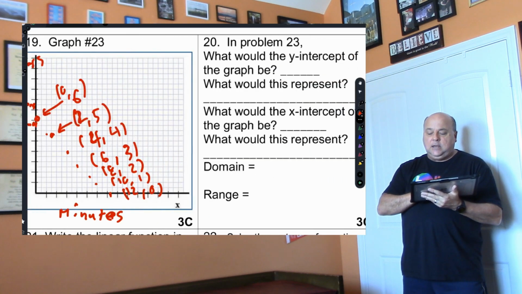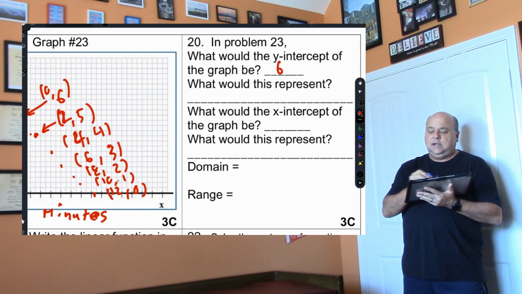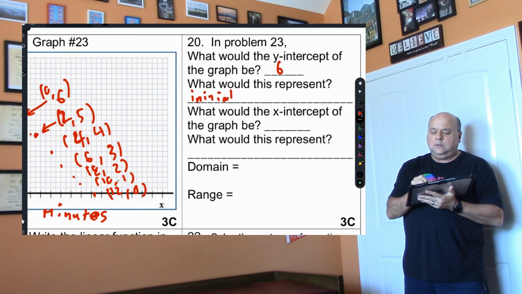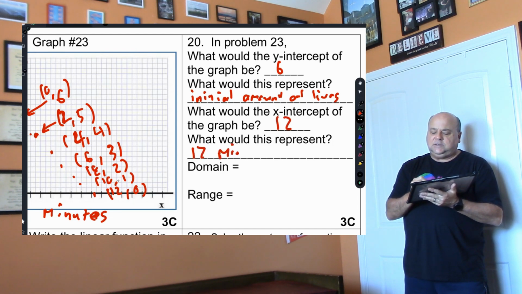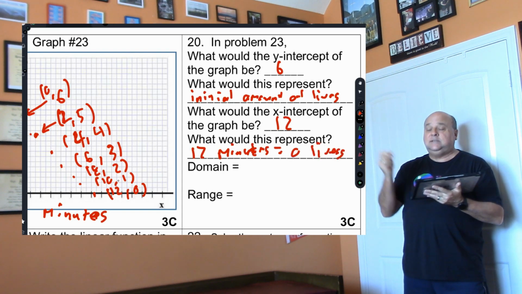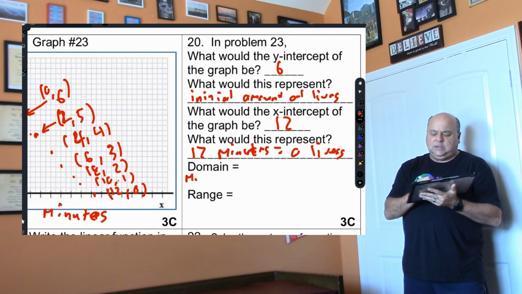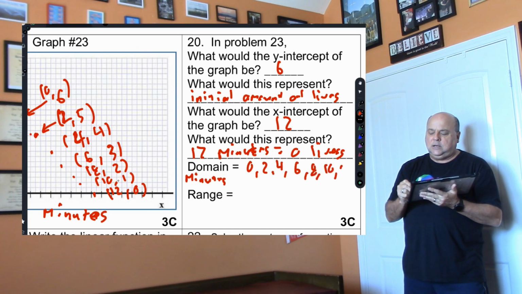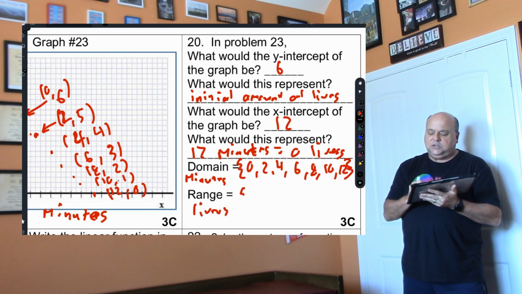Now then, the y-intercept is going to be 6. It's the initial amount of livers, or the starting amount. The x-intercept would be 12. 12 minutes equals 0 livers. He runs out. The domain is the minutes, which is 0, 2, 4, 6, 8, 10, and 12. And the range is the livers, which is going to be starting smallest to biggest, 0 to 6, right?